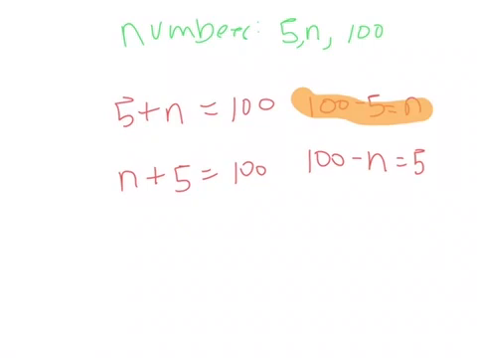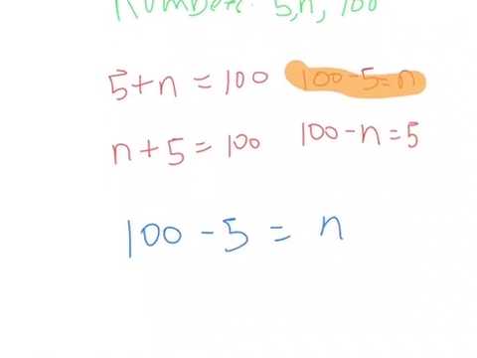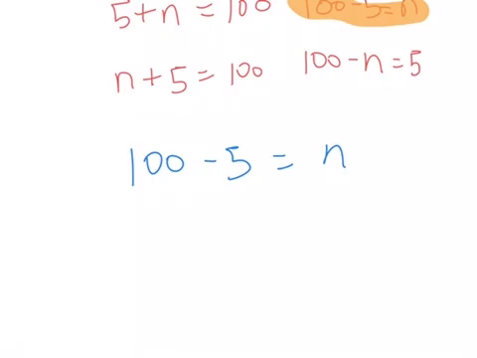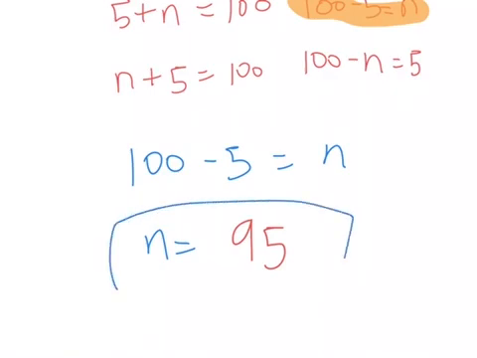So let's do it. 100 minus 5 is equal to n. That means the value of n is equivalent to 95. So now we have figured out what n is. Yay!